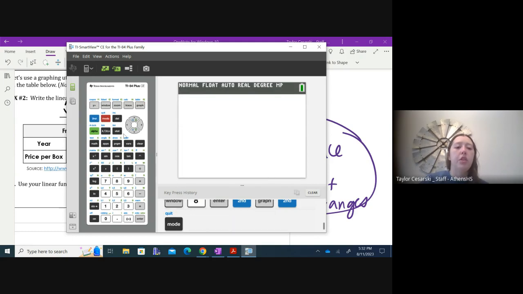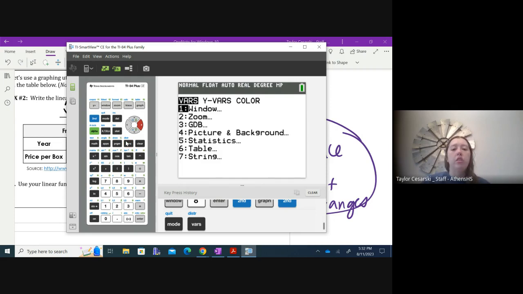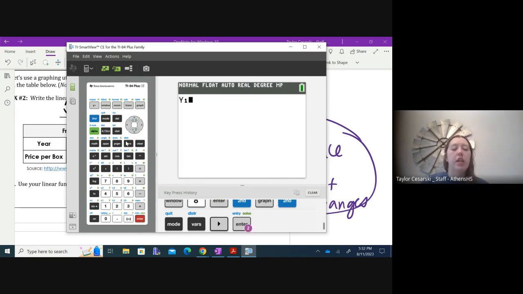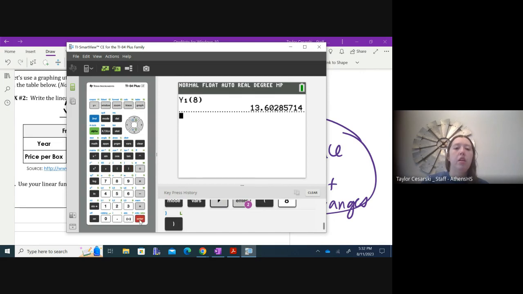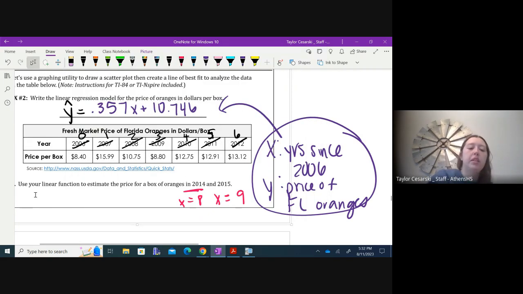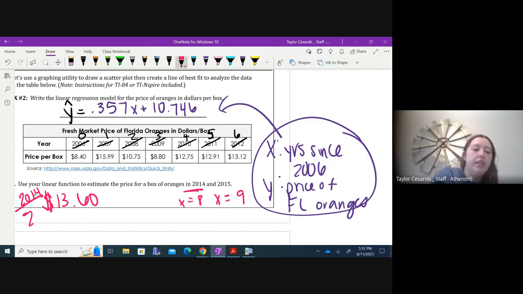The other option is, let's say it was a decimal and you didn't want to deal with that: vars, y-vars, function y1, just like we did. If you put in parentheses the x value, it will produce what the y value is. I'm going to round this to 2 decimal places because we're dealing with money. So that's 13.60, and then in 2015, it was 13.96.